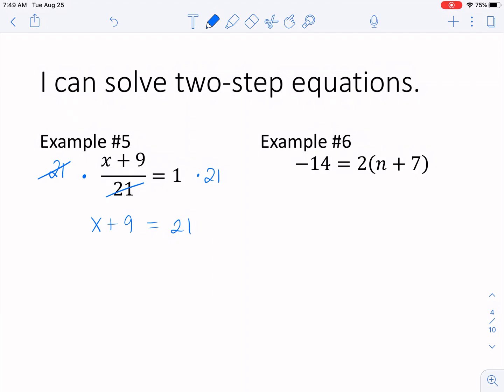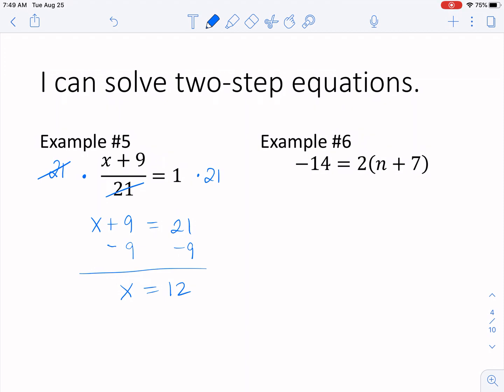Now it's a pretty simple problem. We're going to subtract 9 from both sides. X is equal to 12. Okay? Now, example 6, negative 14 equals 2 times the quantity, because it's in parentheses, of n plus 7.